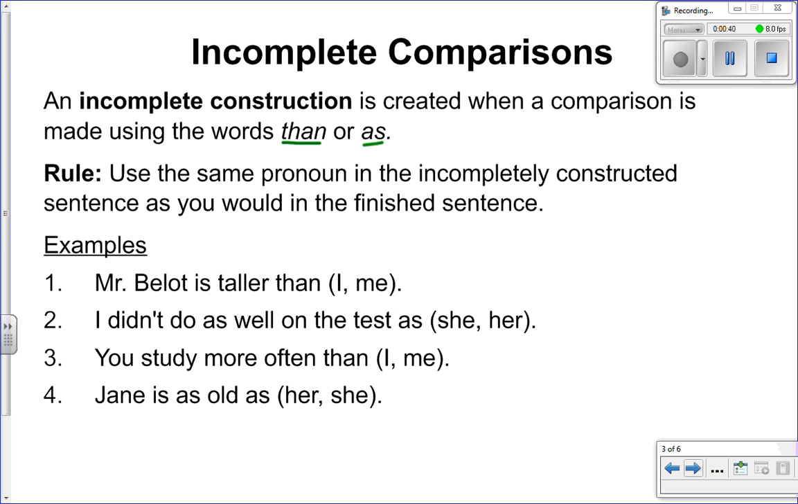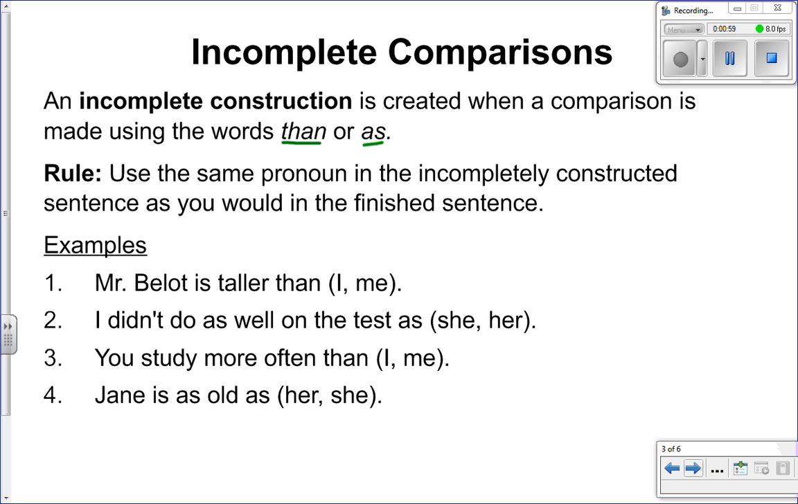So the rule is to use the same pronoun in the incompletely constructed sentence as you would in the finished sentence. Now what this means is that when you see the words than or as, you need to complete the sentence, because the verb has been left out. And so finish the sentence and choose the pronoun that would be correct in that sentence.